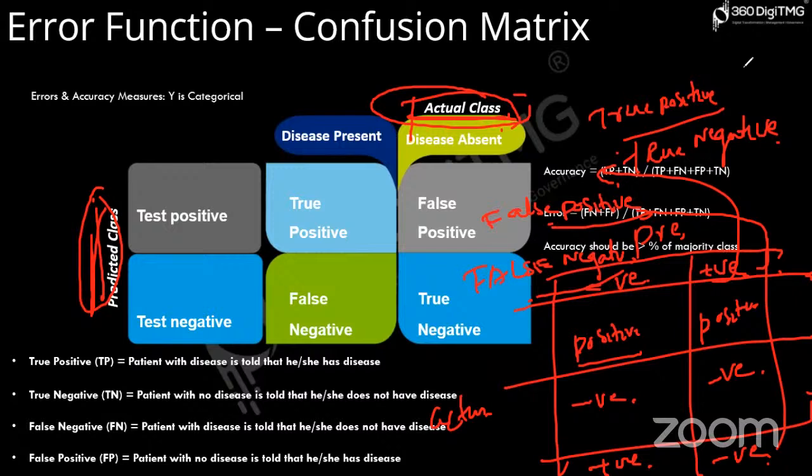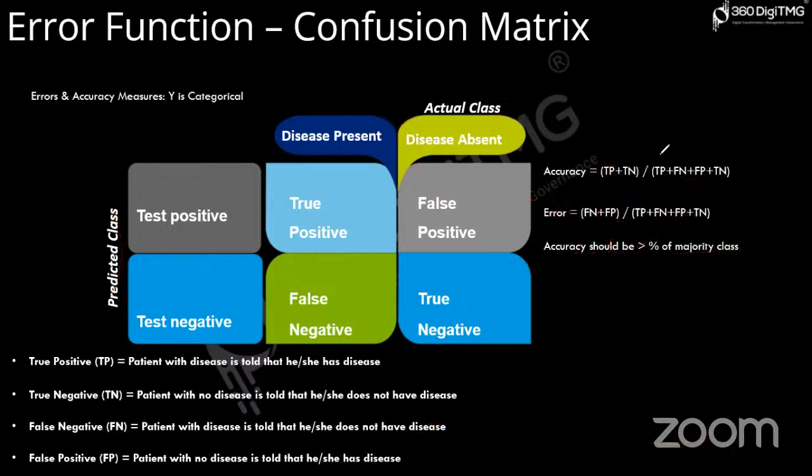Based on this, we can calculate the accuracy of the model. You can simply check true positive. The patient with the disease is told that he has a disease. He has a disease and the prediction also says he has a disease. In that case, we'll be calling it true positive. When the patient doesn't have a disease and the prediction also came out as no disease, we'll be calling it true negative. False negative: the patient has a disease, but the prediction is saying not having a disease. In that case, false negative.